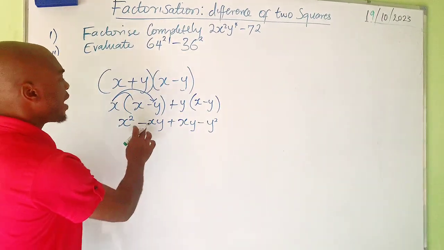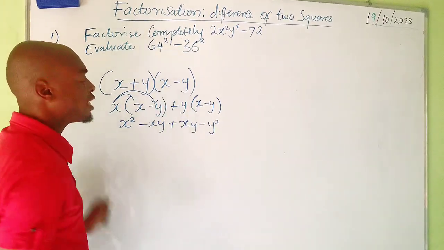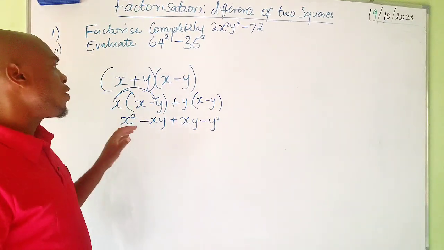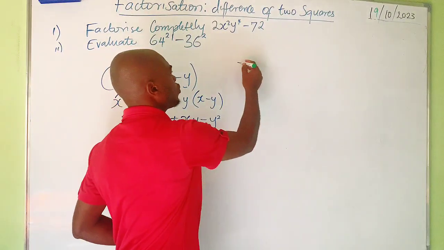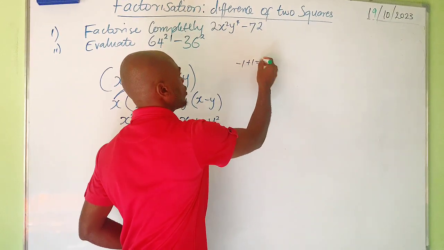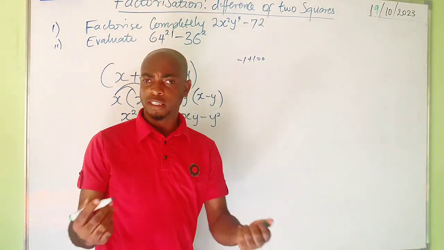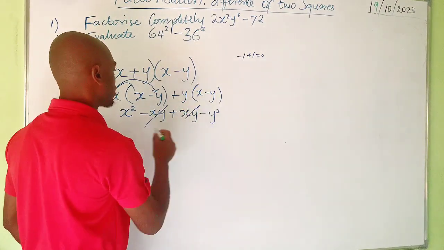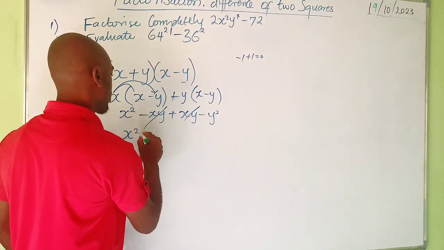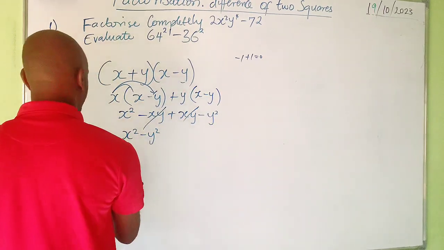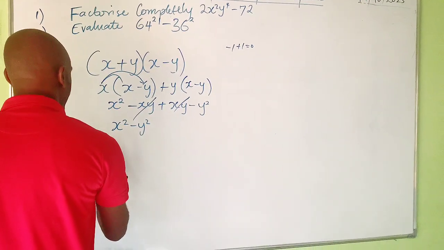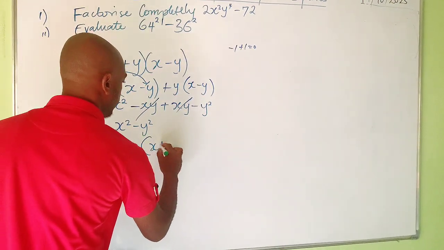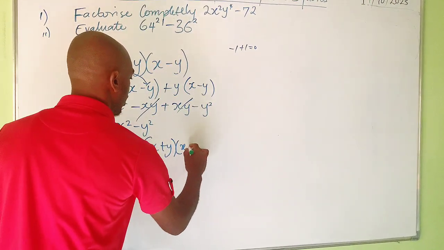At that point, minus xy plus xy is 0, the additive inverse. For instance, minus 1 and 1 gives us 0. Minus 5 plus 5 is 0, just like 5 minus 5. So this is gone. What is left now is x squared minus y squared. Therefore, x squared minus y squared equals x plus y, x minus y.